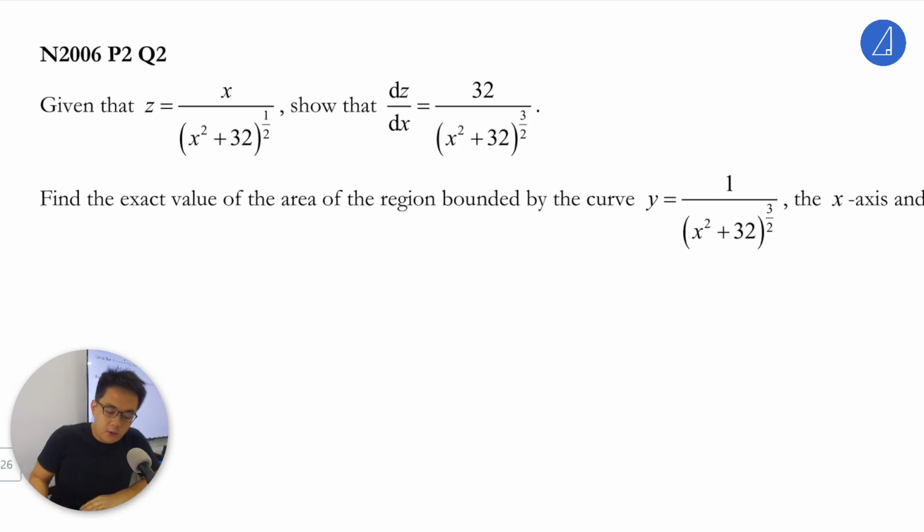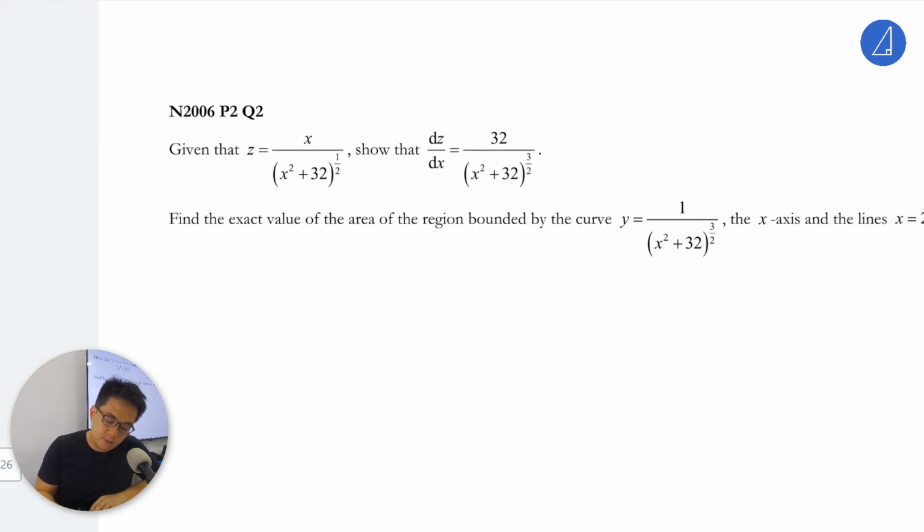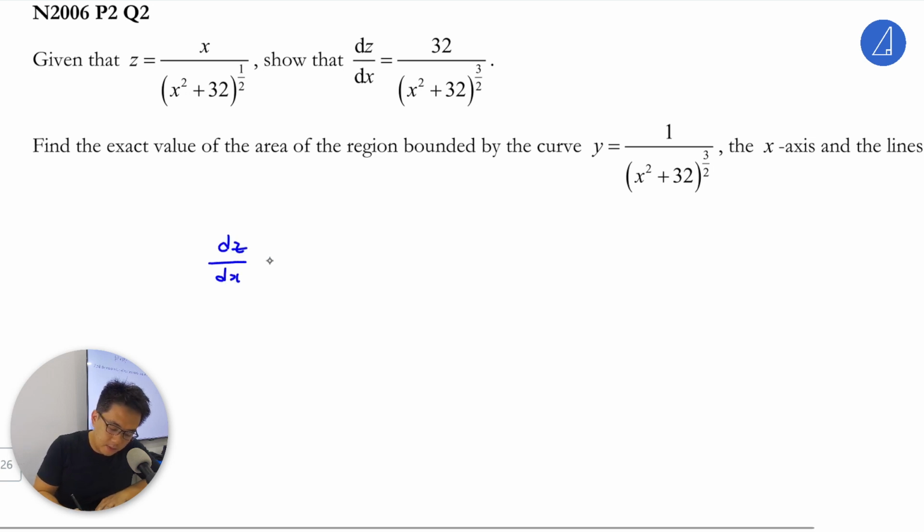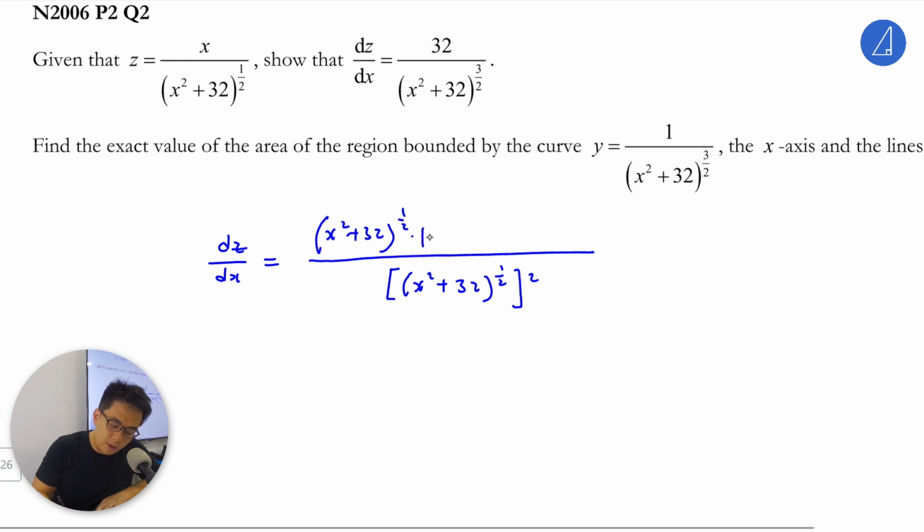Given that z is this one, show that dz/dx is this guy here. I think you can just use the quotient rule lah. So this guy, just dz/dx. So square the bottom, v squared, then v du/dx minus u dv/dx. Okay, so just complete it.